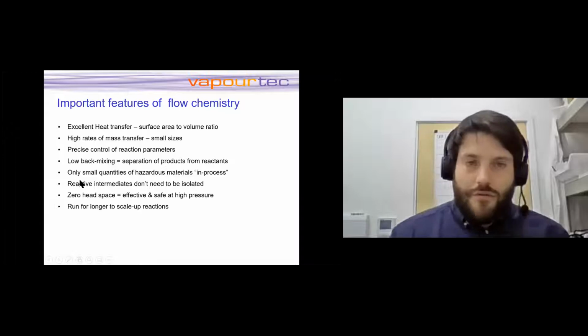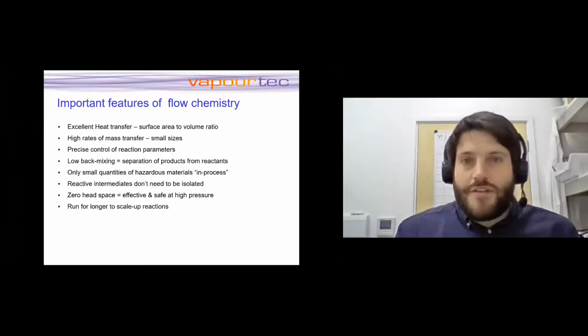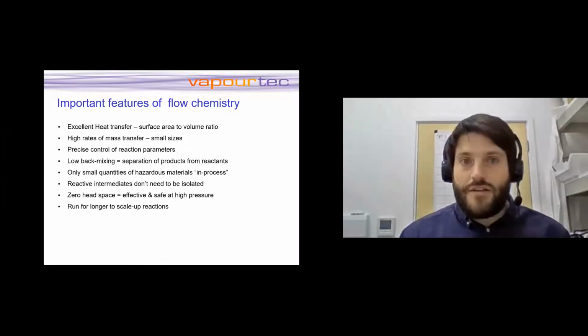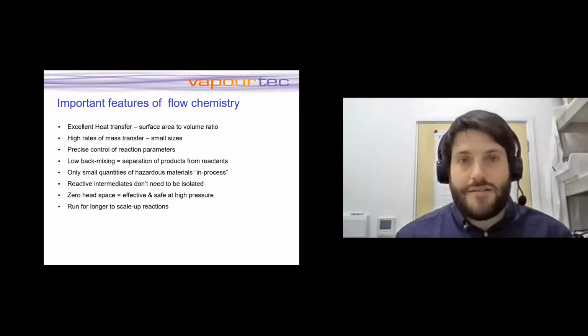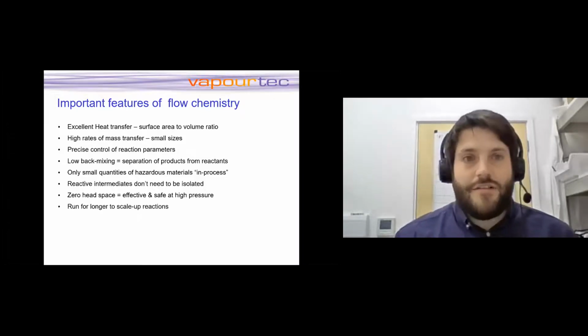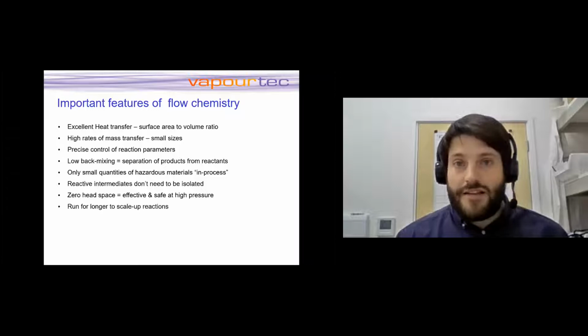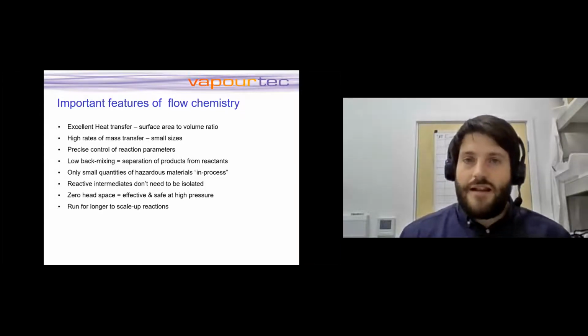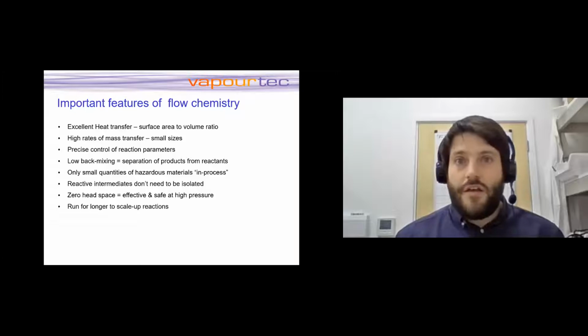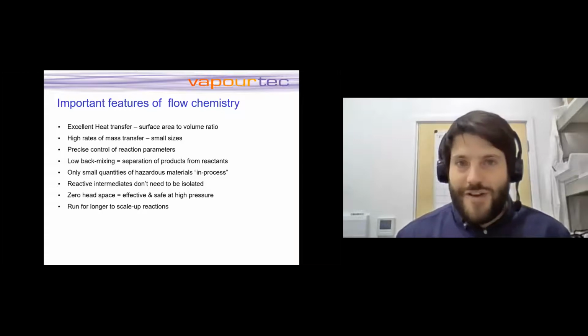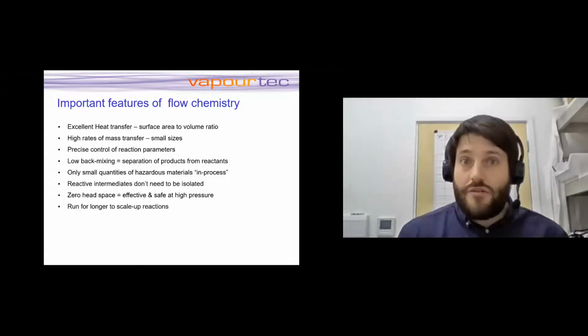Although it has been touched on before, you might be aware of the important features of flow chemistry. We have excellent heat transfer, simply because the surface area to volume ratio of flow reactors is much, much greater than any vessel or flask that you might be using to do reactions in the lab. We have high rates of mass transfer, so we can miniaturize and work with smaller volumes, and this allows us to have precise control of reaction parameters, which is key when we are doing, for example, lithiations. In flow, it's not uncommon to find lithiations done at 0 degrees C or minus 10 degrees Celsius instead of acetone and dry ice, simply because we have really good control of reaction parameters.